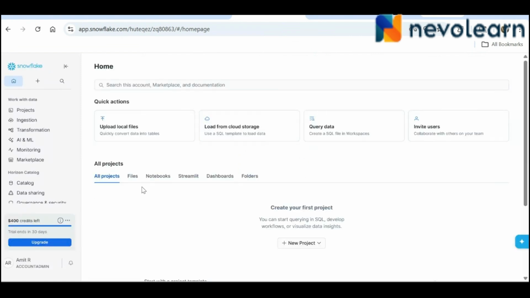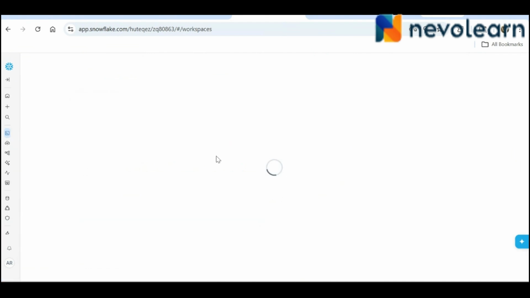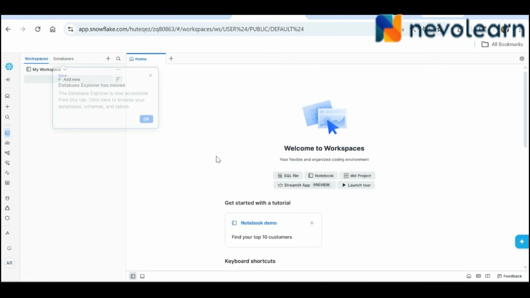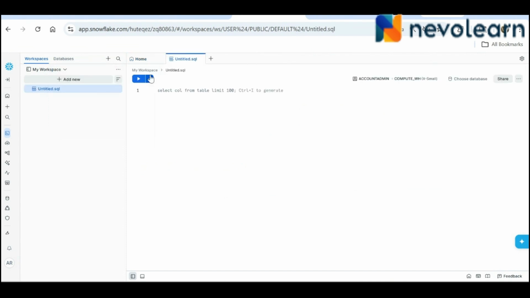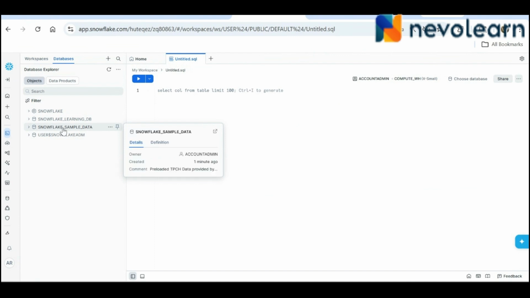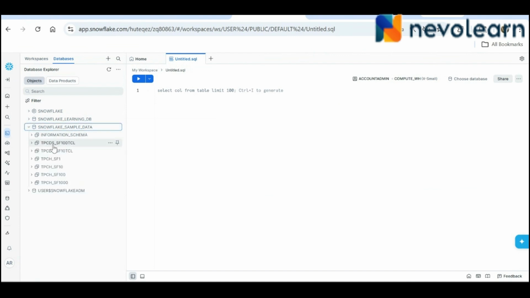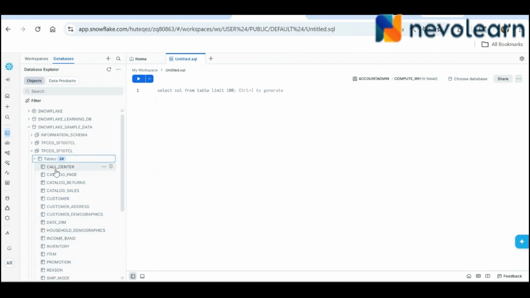After that, you can go to Projects, then Workspace. Then you can simply click on the SQL file and open your worksheet, and here you can write every command. These are the databases already provided for your learning purpose. You can see Snowflake sample data, with a lot of tables and a lot of things. You can utilize these tables for your activities and learning purposes.